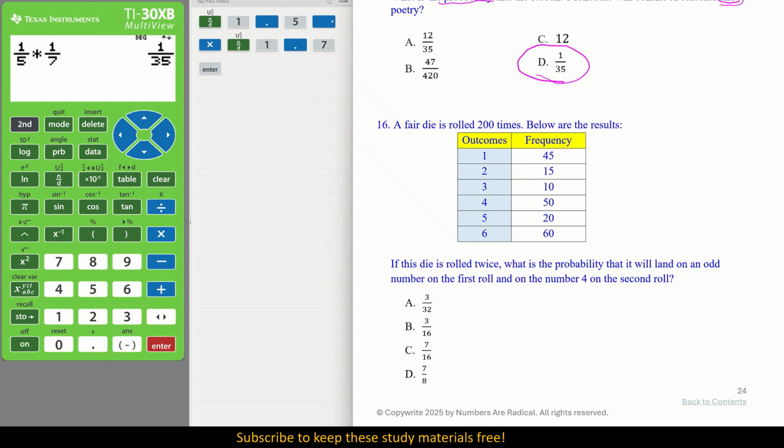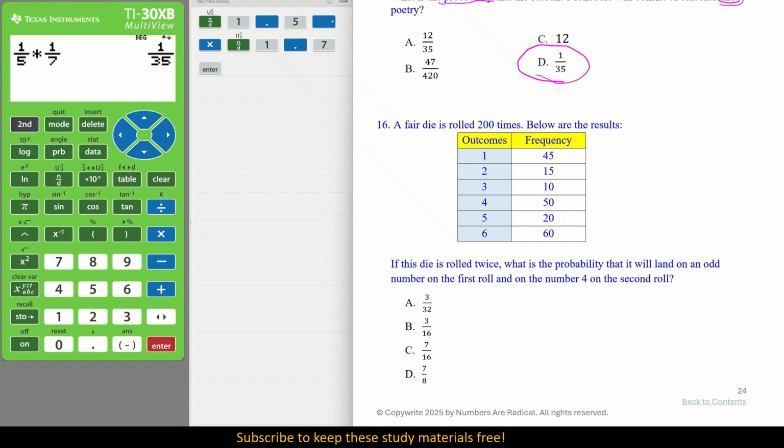All right. Let's look at number 16. A fair die is rolled 200 times. They use that wording fair die a lot because it helps with other types of stats. But for us, it's just information and it's good. So we move on. Below are the results. So they give us a table and we know that our total is 200. Now let's look at the actual question.